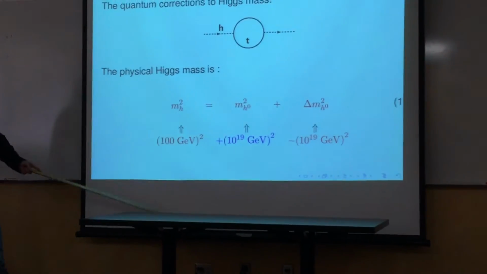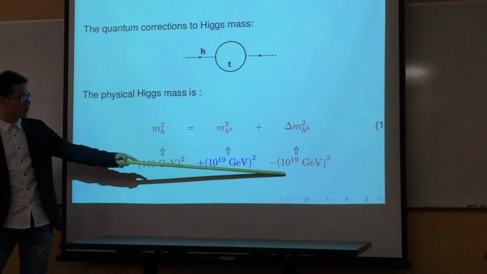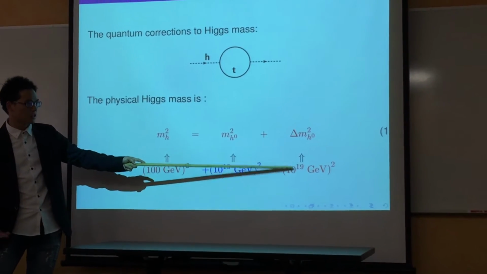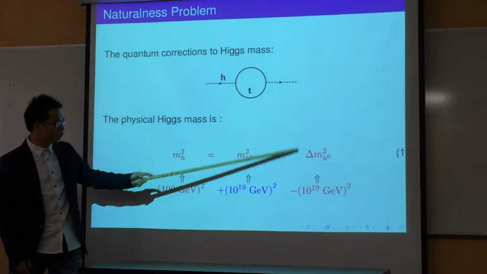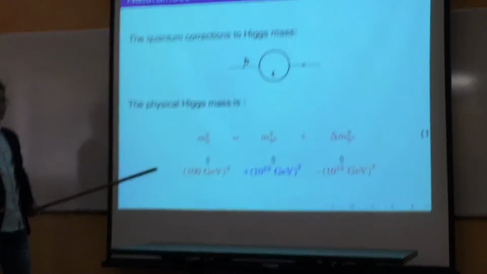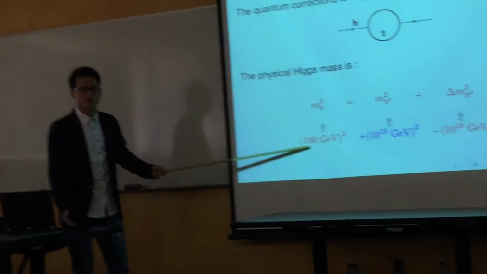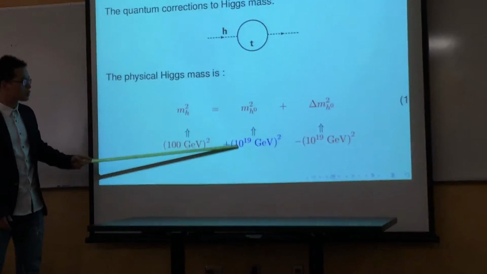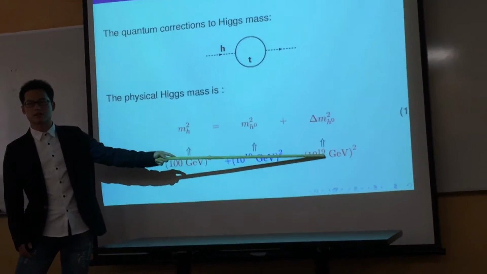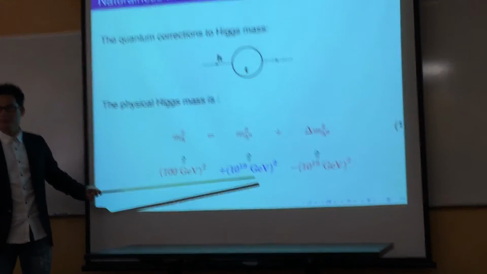Unfortunately, this correction is quadratic divergent. If we take a cutoff that is very, very large, around the Planck scale, you can see this term is huge. And from an experiment just 2 years ago, we know the Higgs mass is around 100 GeV. So it means we need this very large term to cancel out the corrections, which makes those two unnatural, right?